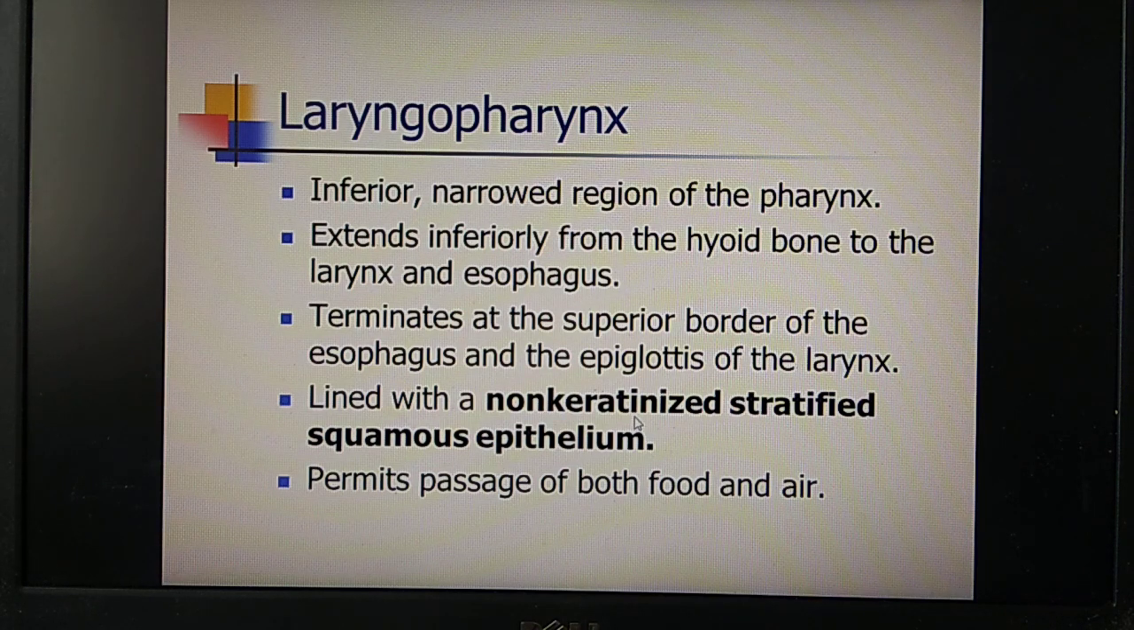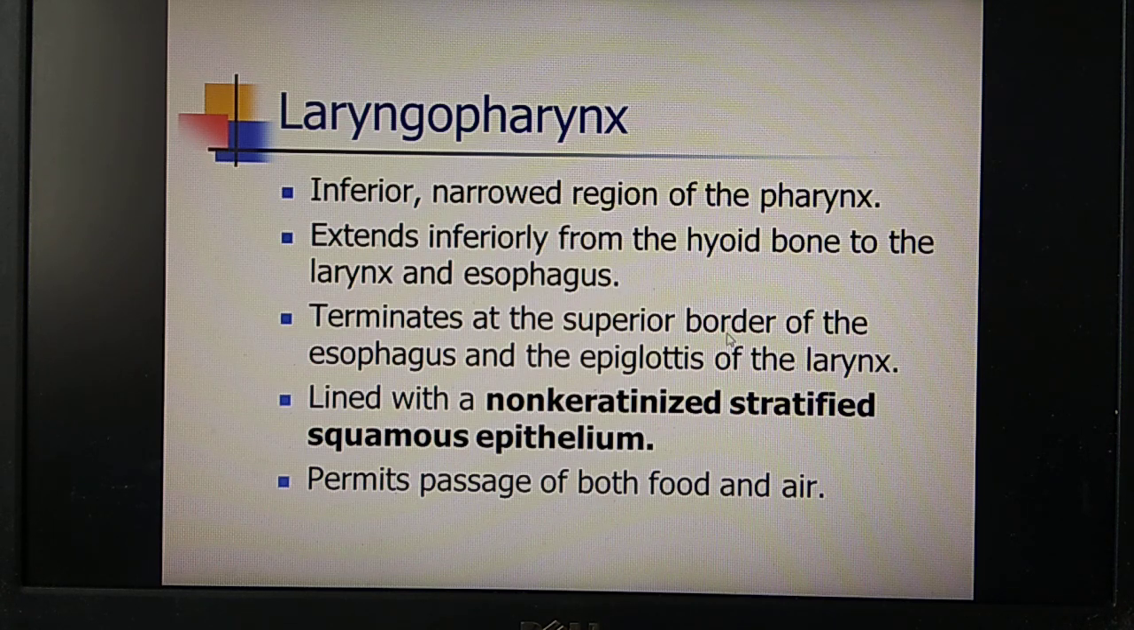So the laryngopharynx is the inferior narrowed region of the pharynx, connected with the respiratory tract, which has a connection with the larynx. It is the last region of the pharynx, which then gives rise to the larynx, and extends inferiorly from the hyoid bone to the larynx and esophagus. It terminates at the superior border of the esophagus, and the epiglottis leads to the larynx. I told you about the epiglottis, which acts like a pendulum, allowing food particles to the digestive tract and air to the respiratory tract.